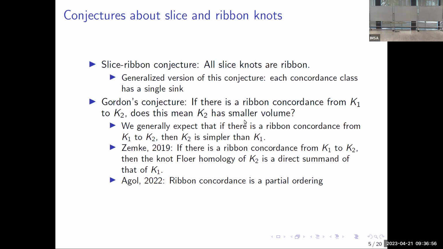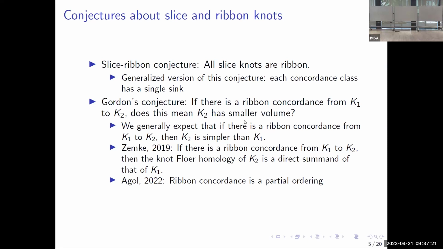But you can ask, is that a strict statement? Can they be equal, or does it have to strictly decrease? And then there was a conjecture until last year, which is that ribbon concordance is a partial ordering, so you can't have a cycle. But you can actually still ask, is it possible?